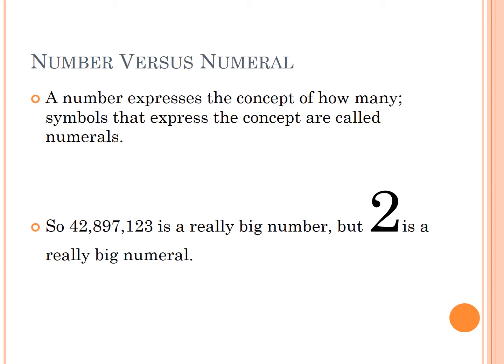And so my favorite way to explain is to talk about how 42,897,123 is a really big number, right? A lot of stuff. But I have written down here a really big numeral because the numeral is what we write, not how much something is.